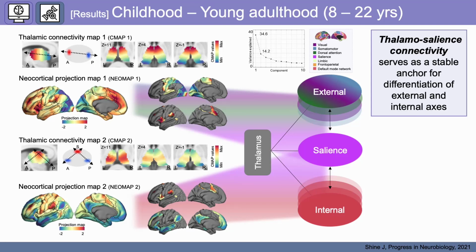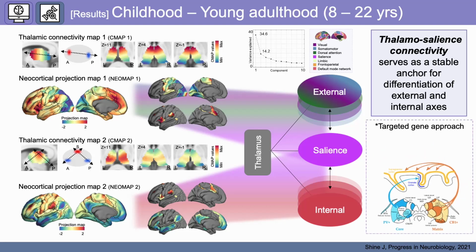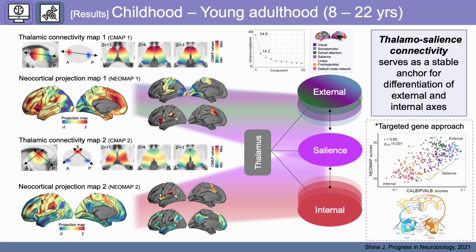And these results were corroborated using a targeted gene approach where we tested if these neomaps can be attributed to the distinct patterns of underlying thalamic projections based on the relative density of core and matrix cells. Indeed, we found a significant association that reflects the external to internal axis with the salience network situated in the middle of the distribution.